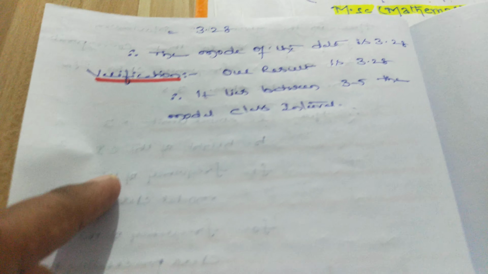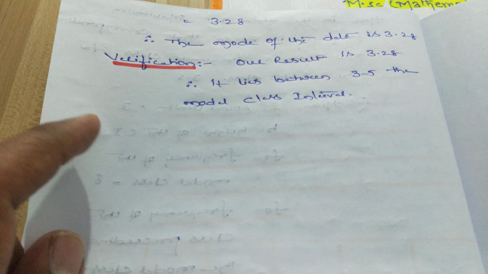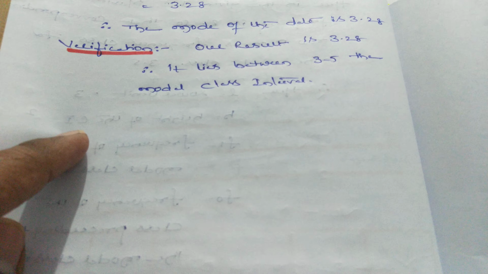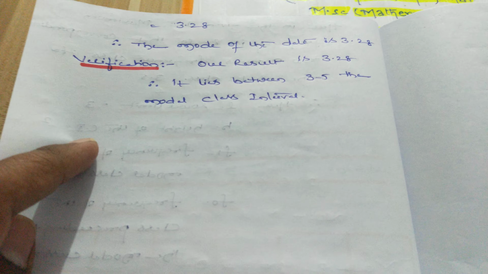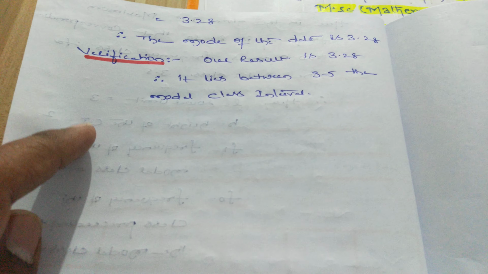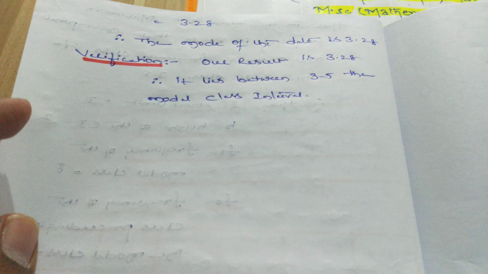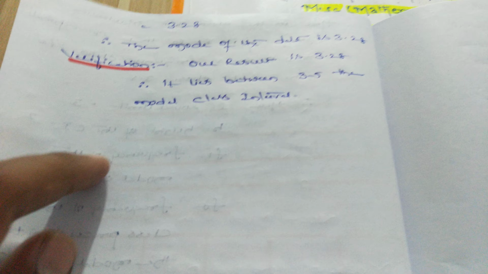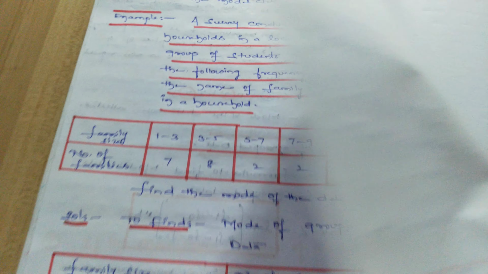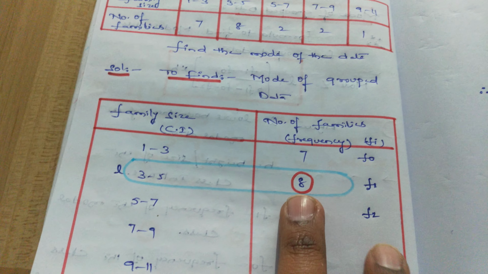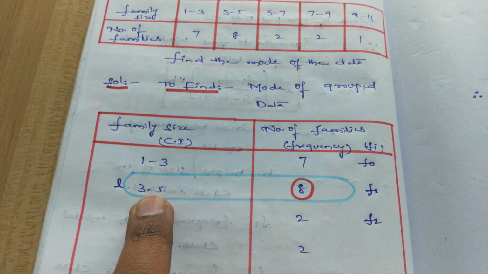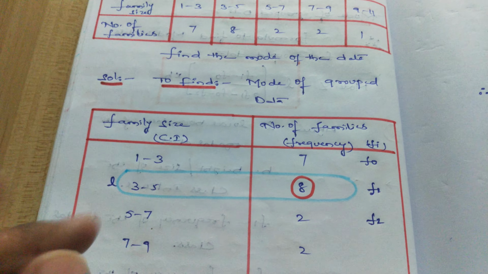And verification, students: how can we check the verification for any grouped data? Whenever we are finding any central tendency like mean, median, mode; median we did not discuss till now, we'll discuss in future videos. So how can we identify whether your answer is correct or wrong? Whatever answer we got here should lie in this range. Whatever the highest frequency class is, your answer should lie in this range, 3 to 5. We got 3.28, right? So this definitely lies in this range. Therefore, the result is correct.